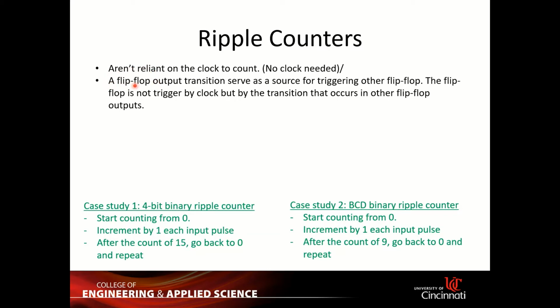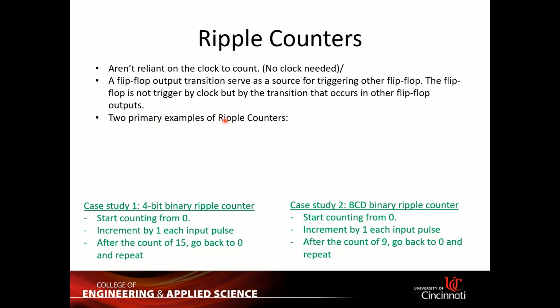So this flip-flop output transition serves as a source or trigger to the other flip-flop. So the flip-flop is not triggered by clock, but by the transition occurring in other flip-flop outputs. So this is the reason why this type of counter is called ripple. One flip-flop transition in the output triggers the transition in the other flip-flop. Okay, so the state of one affects the state of another.